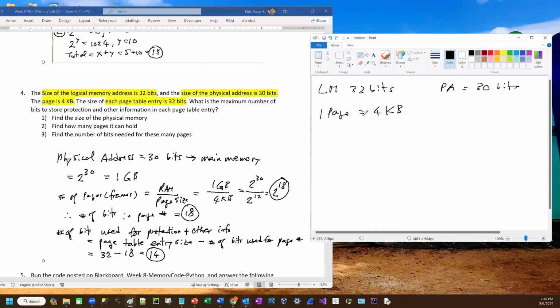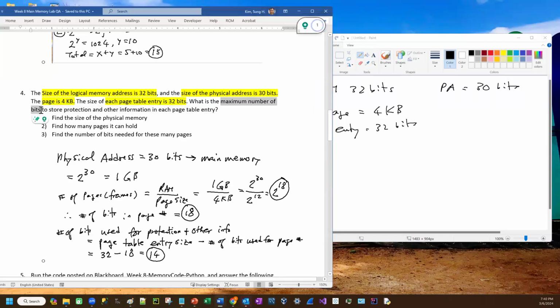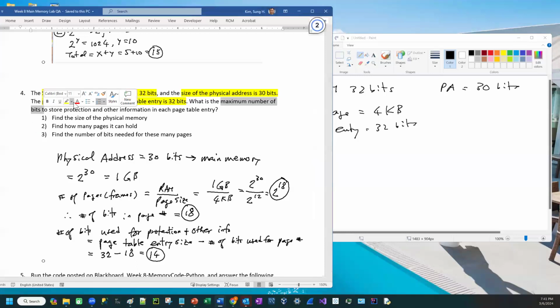And the size of each page table entry is 32 bits. What's the maximum number? So this is what it's asking. What's the maximum number of bits to store to protect all the information on each of the page? So how many bits do we need altogether? That's basically what it's asking.